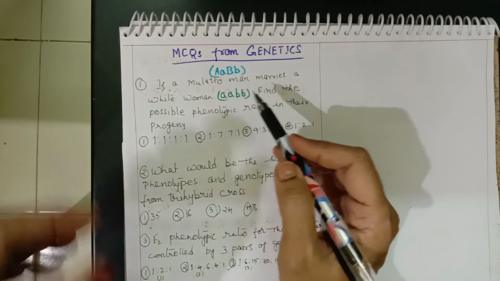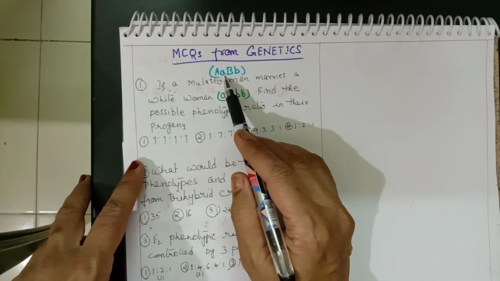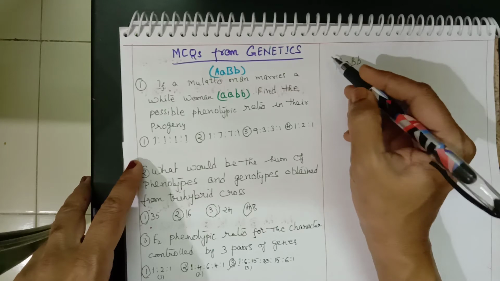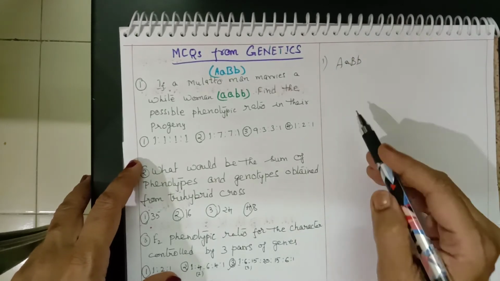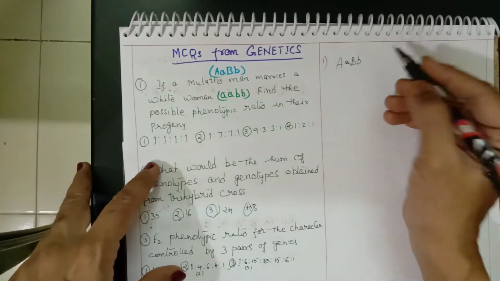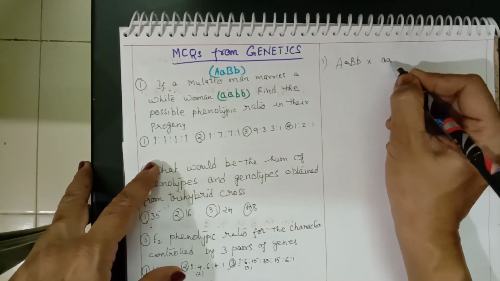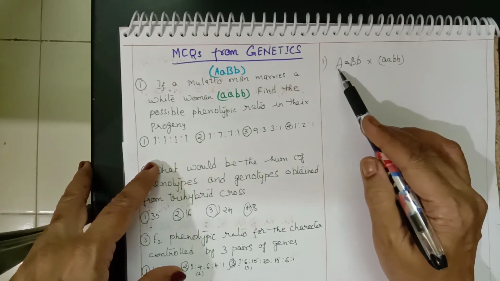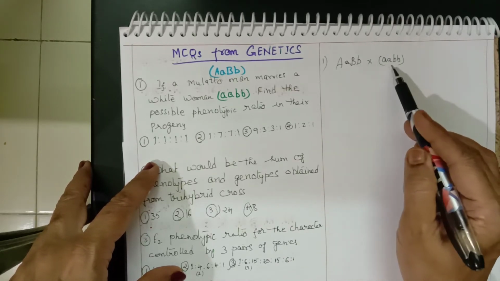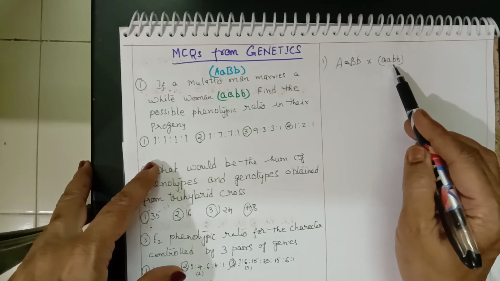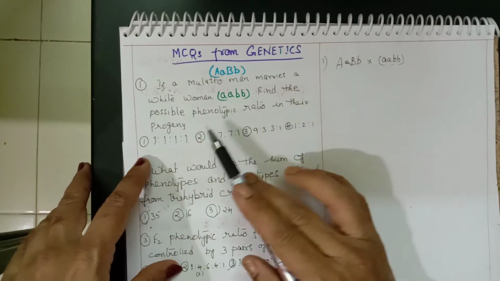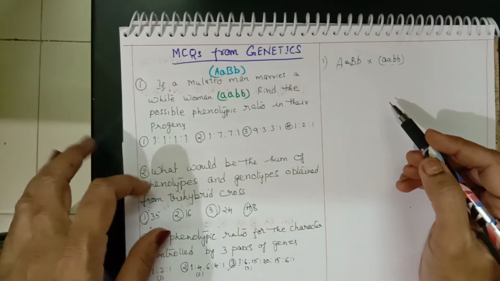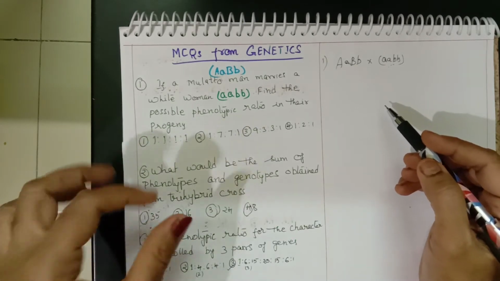If a mulatto man with genotype, mulatto man means he is having a complete double heterozygous genotype, marries a white woman, completely recessive, double recessive. The mulatto man has two dominant genes and the white woman has all recessive alleles. The question is, find the possible phenotypic ratio in their progeny. So what will be the phenotypic ratio present in their progeny?